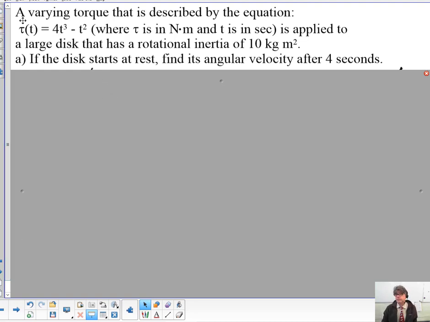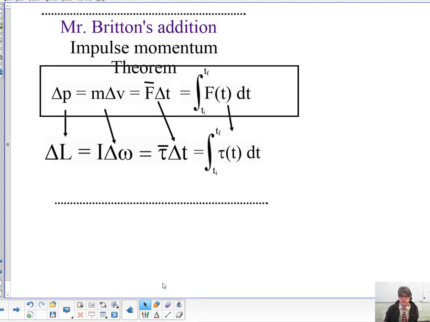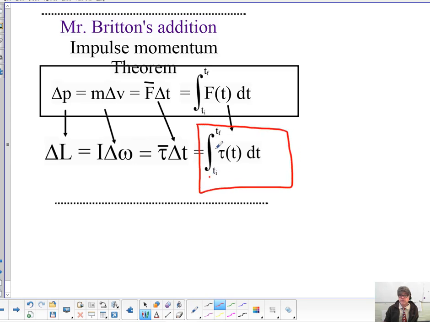Okay, so I'm giving you a function for torque in terms of time. So at any time t, this will tell you the torque in Newton meters. And then I'm saying that there is this varying torque acting on a simple large disk that has a rotational inertia of 10 kilogram meter squared. If the disk starts at rest, use this information to find its angular velocity after 4 seconds. I'm circling the wrong thing. We're going to use this. I gave you a torque, and I told you between 0 and 4 seconds, so we're going to take the antiderivative and do a definite integral between 0 and 4 seconds and proceed from there, okay?